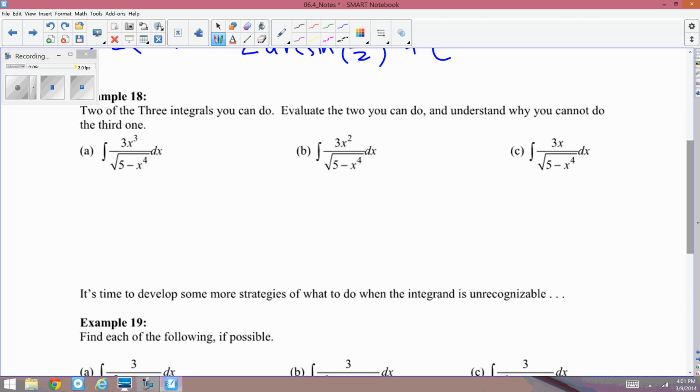All right, 2 of these 3 you can do, and 1 you cannot. All right, let's try to see. Maybe we can do the first one. Pull that 3 out. I'm going to write it like this.